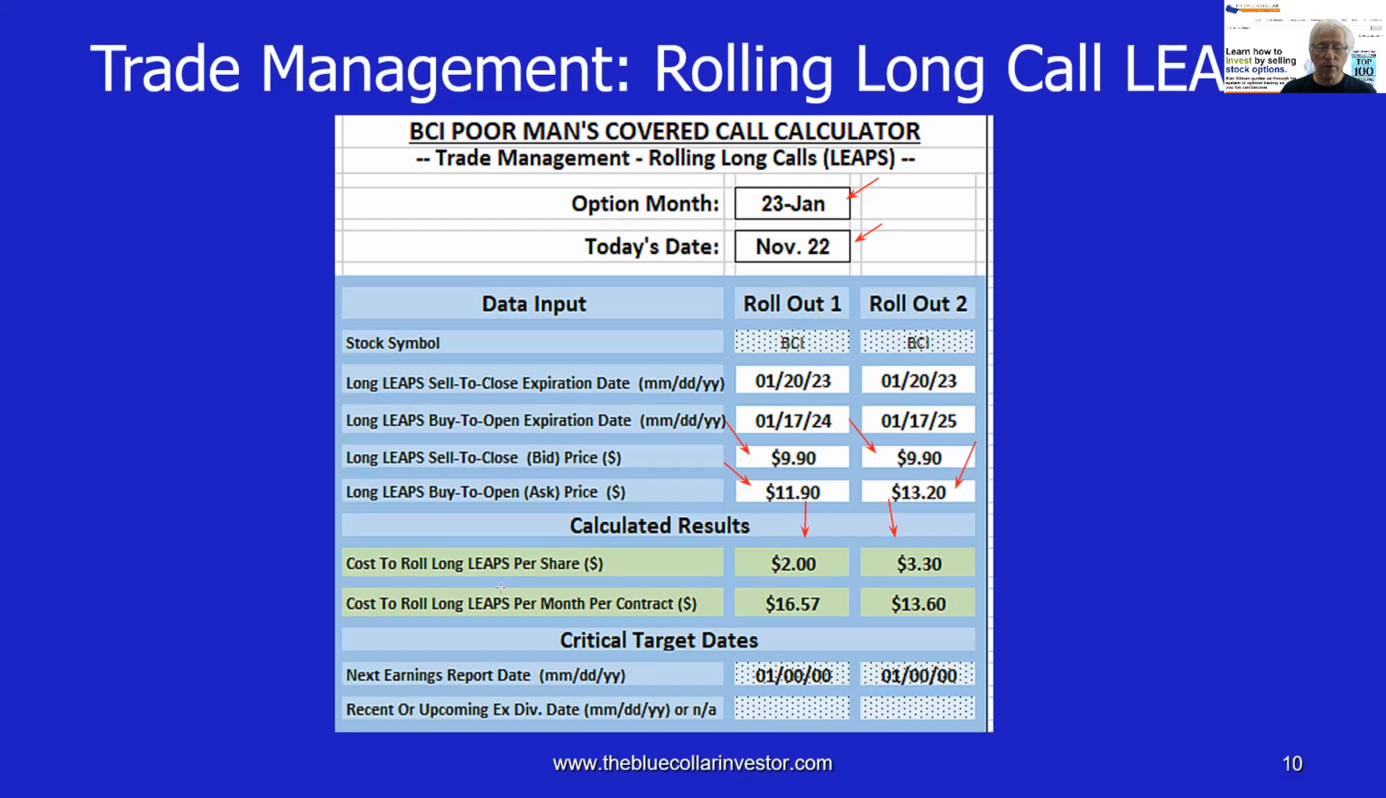But if you took this information and figured it out on a per month per contract cost, you would see that the cost is greater for rolling out 1 year than for rolling out 2 years. So generally speaking, if you want to stay in the trade and you have a long-term commitment, you may want to favor rolling out to the 2 year LEAP, where the cost per contract per month is cheaper.